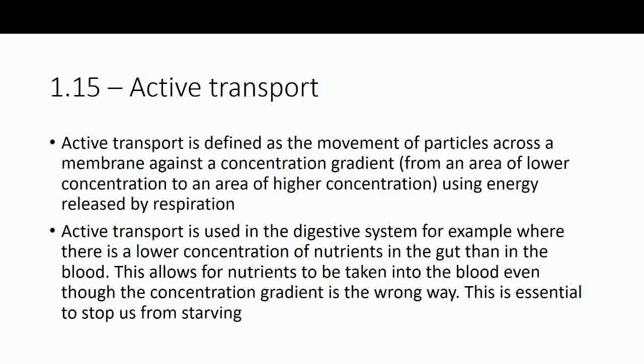Active transport is defined as the movement of particles across a membrane against a concentration gradient, so from an area of lower concentration to an area of higher concentration, using energy released by respiration. Active transport is used in the digestive system, for example, where there is a lower concentration of nutrients in the gut than in the blood. This allows for nutrients to be taken into the blood even though the concentration gradient is the wrong way. This is essential to stop us from starving.